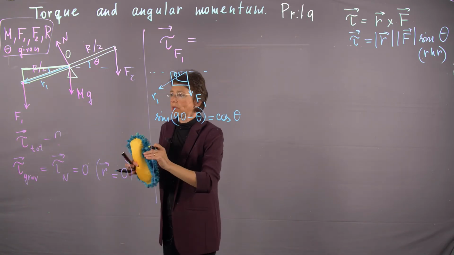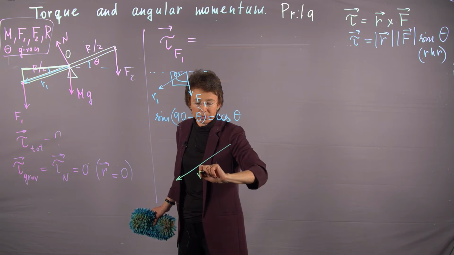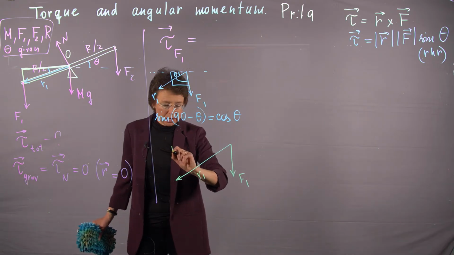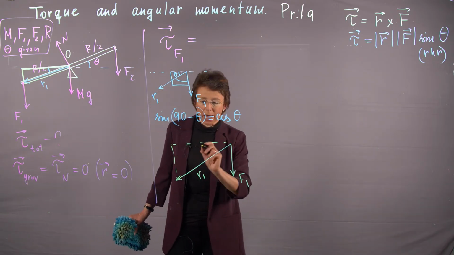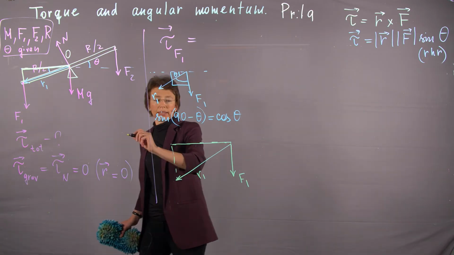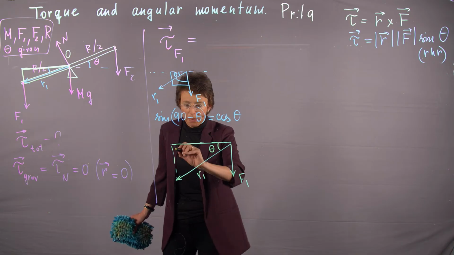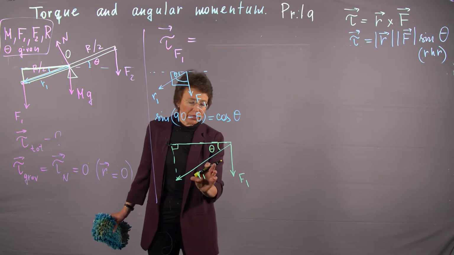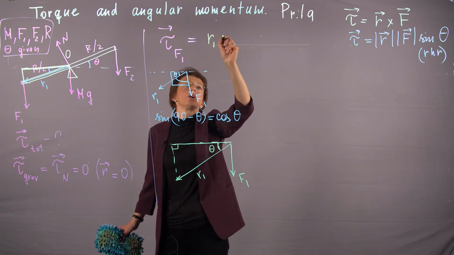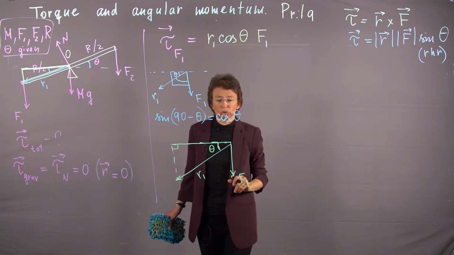Let me redraw it, to make a better picture. This is my R1. This is my F1. And then I break R1 into components. I'm looking for the component that is perpendicular to F. The angle that is given in the problem is this theta. So from this right triangle, I immediately find that the horizontal component is R1 times cosine theta. So it is R1 cosine theta times F1. This is the magnitude of my torque.